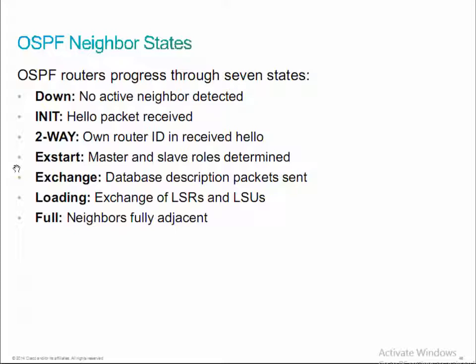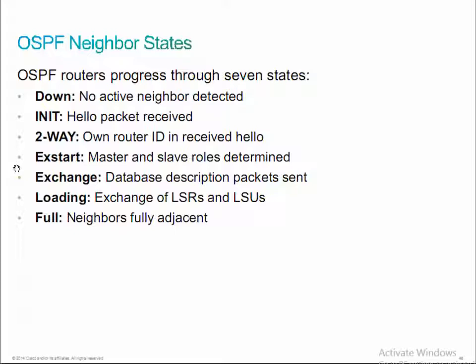So I send you a link state request saying these are the routes that I don't have based on your summary. And then you send me a link state update or a link state advertisement. Updates and advertisements, not quite the same thing, but basically the same thing. Updates include multiple advertisements, by the way. I send you a link state update, basically just giving you all the information.